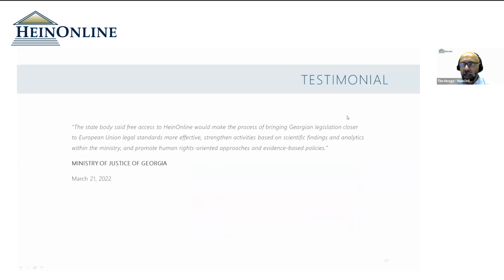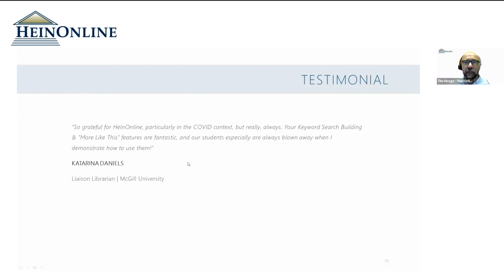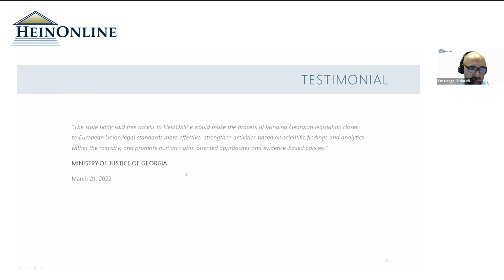But you don't have to take our word for it. There are people around the world who are using HeinOnline every day and will tell you how important HeinOnline is for them and for their library. Here is a testimonial from the Ministry of Justice in the country of Georgia. The quote is, "The state body said free access to HeinOnline would make the process of bringing Georgian legislation closer to European Union legal standards more effective, strengthen activities based on scientific findings and analytics within the ministry, and it would promote human rights-oriented approaches and evidence-based policies." So there you can see HeinOnline is providing all that different support within the country of Georgia.